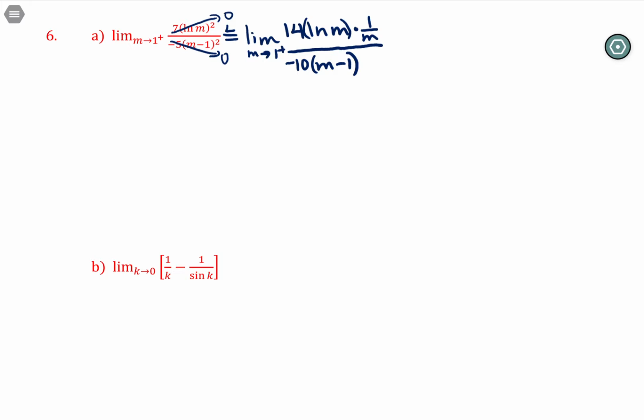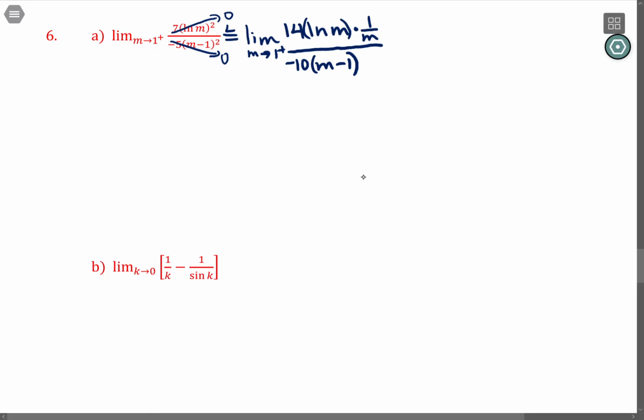And then we should investigate again. So here, as m approaches 1, we still have that natural log of 1 is 0 on the top, and we still have the 0 on the bottom. So we can go for it and we can just apply L'Hopital's rule again. My advice would be to do a little simplification first, just because if nothing else, it makes the derivatives easier.